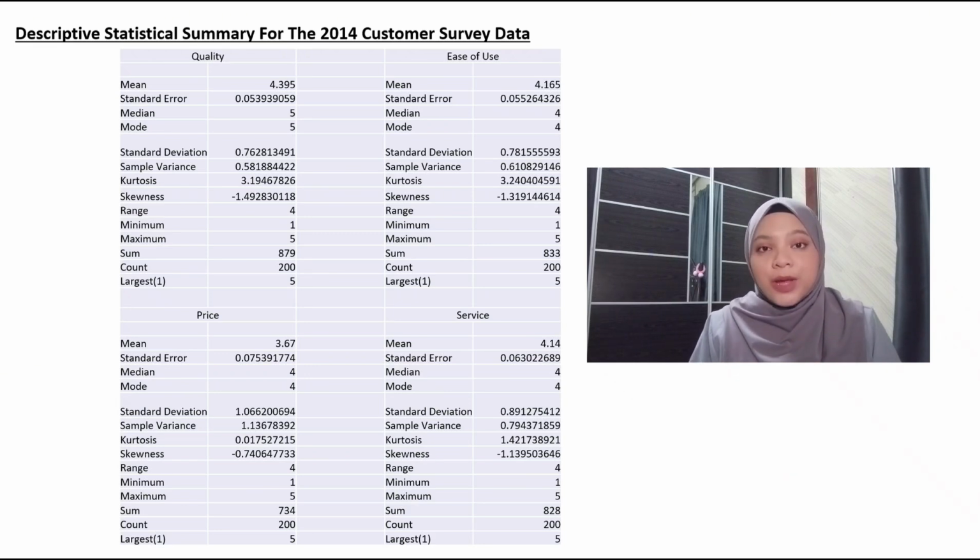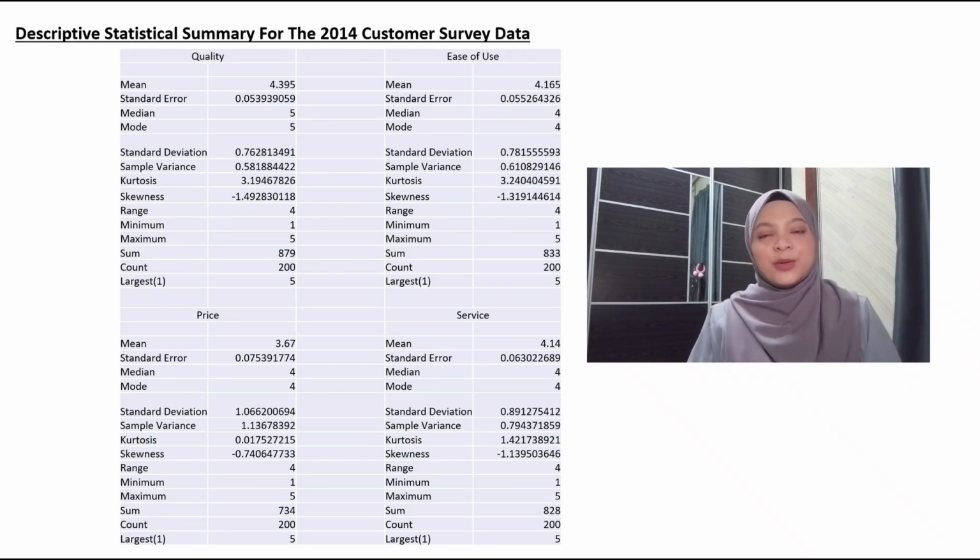This was the lowest rated attribute with an average score of only 3.67. More importantly, the standard deviation was 1.07, the highest among all variables. This means customer opinions on pricing were very diverse, and some felt the price was fair, while others probably felt it was too expensive. This is a potential area for improvement by the company.